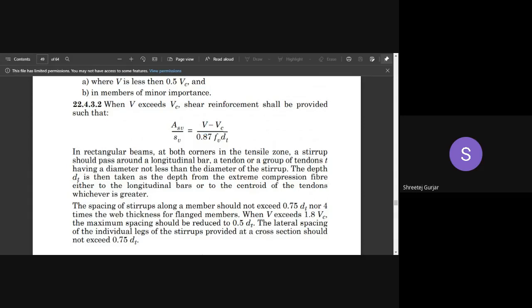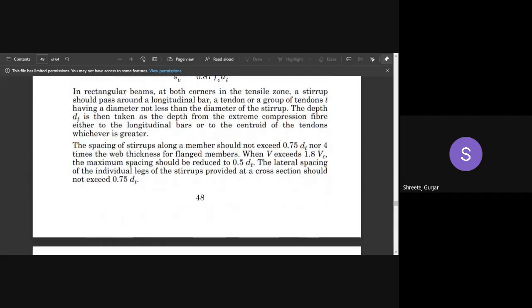Now, in rectangular beams at corners in the tensile zone, a stirrup should pass around the longitudinal bar. All these considerations, that is bar bending and how it has to be placed in your beam, are given over here. Then the depth dt is taken as the depth to the extreme compression fiber. Okay, this is important: the spacing of stirrups along a member should not exceed 0.5 times dt.